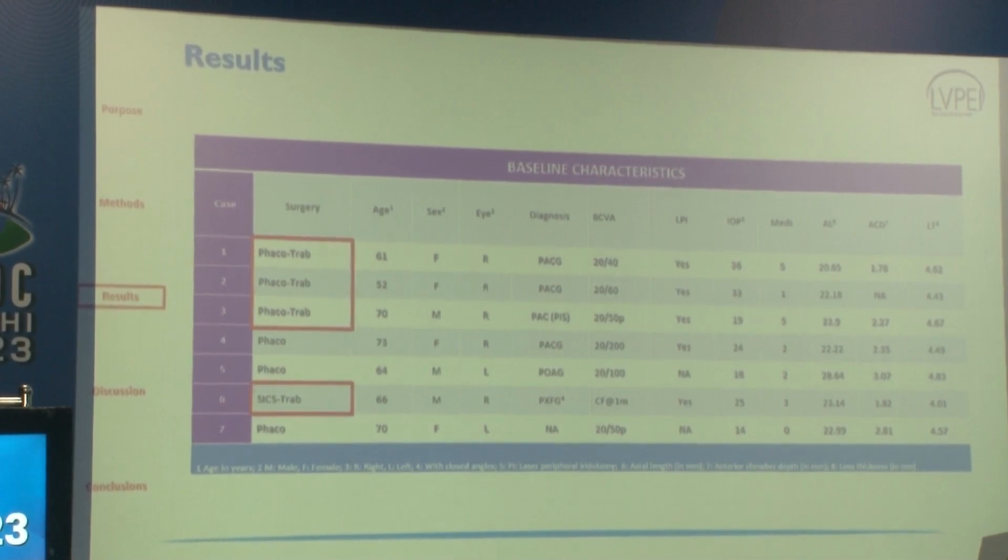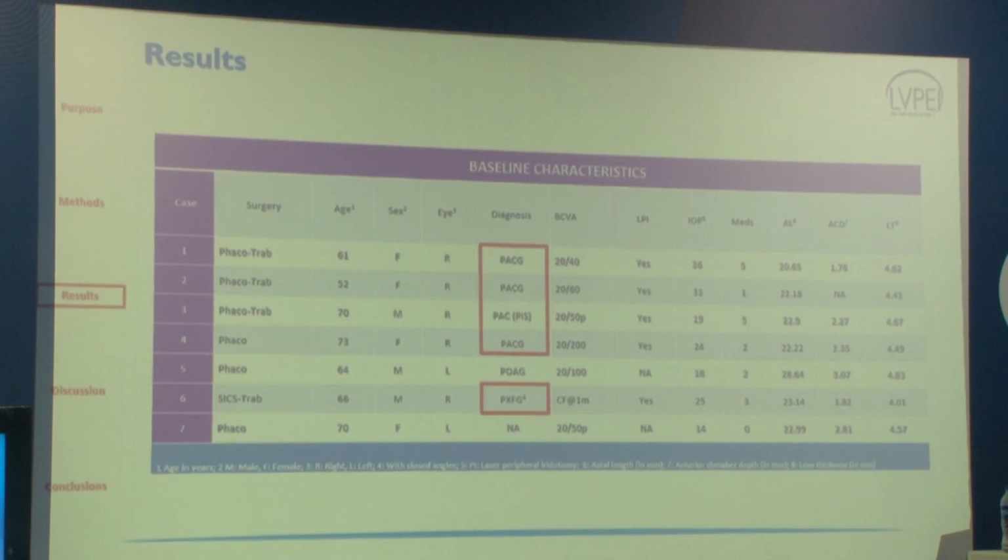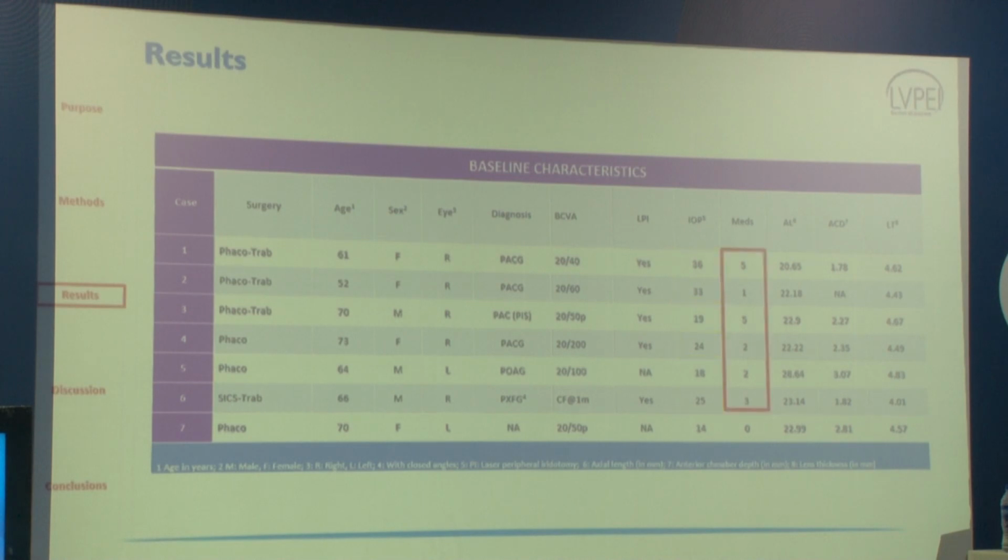Looking at the baseline characteristics, 4 of these 7 surgeries were combined cataract and trabeculectomy, and 3 were phacoemulsification. 5 of these patients had angle closure disease. The patient with pseudoexfoliation had a coexisting occludable angle. 5 of these patients had raised intraocular pressure, and they were on multiple medications ranging from 0 to 5. The axial length was within normal range, except for 2 patients, one of whom had a shortish eye of 20.65 millimeters and another a high myope. The lens, though not extraordinarily thick, was on the thicker side.